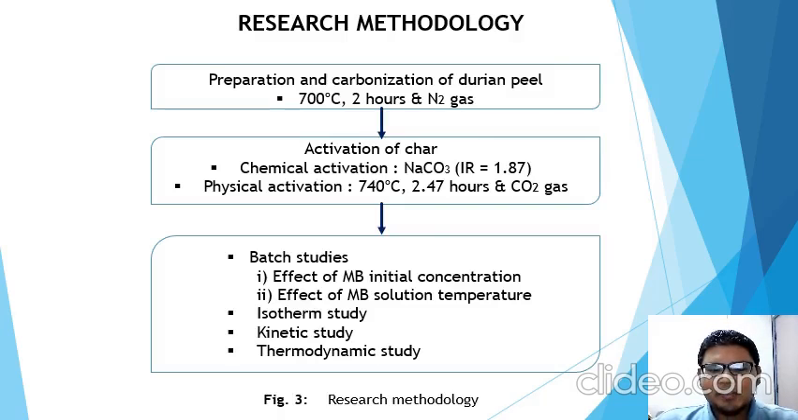Figure 3 shows the research methodology employed in this study. Firstly, durian peel is prepared and carbonized at a temperature of 700 degrees Celsius for 2 hours under the flow of nitrogen gas. Then the resulting char is activated by chemical activation using sodium carbonate at an impregnation ratio of 1.87. Then, the impregnated char is activated by physical activation at a temperature of 740 degrees Celsius for 2.47 hours under the flow of carbon dioxide gas. Then, the resulting activated carbon is used for the batch studies, isotherm study, kinetic study, and thermodynamic study.